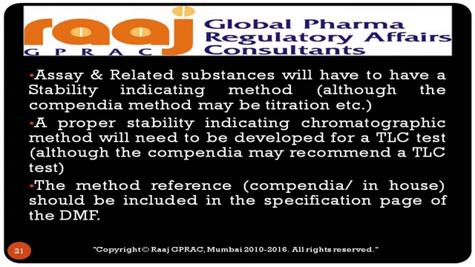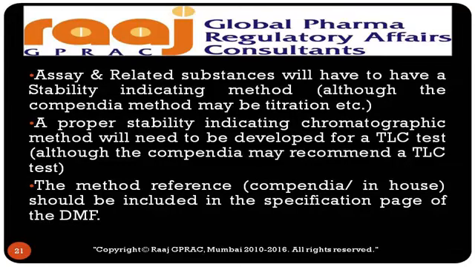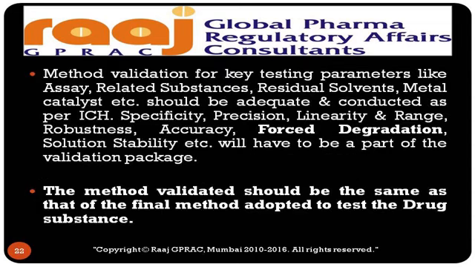A proper stability indicating chromatographic method will need to be developed for a TLC test, although the compendia may recommend a TLC test. If it is a TLC method recommended by USP, then also you have to validate that method. The method reference, that is compendia or in-house, should be included in the specification page of the DMF. The method validation for key testing parameters like assay, related substances, residual solvents and metal catalyst should be adequate and conducted as per ICH. Specificity, precision, linearity, range, robustness, accuracy, forced degradation, solution stability, etc. will have to be a part of the validation package.